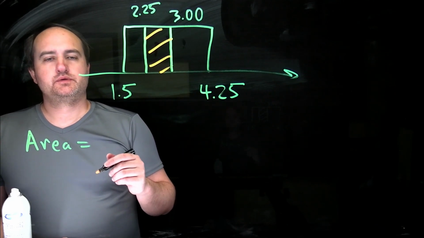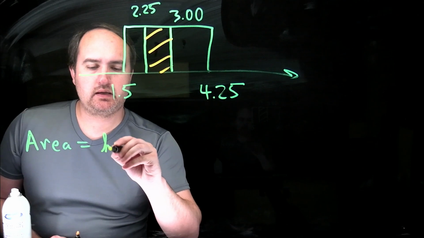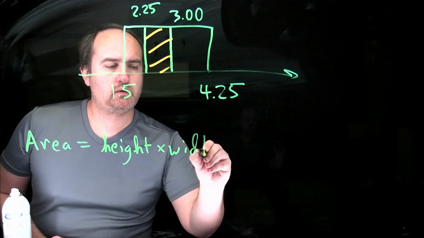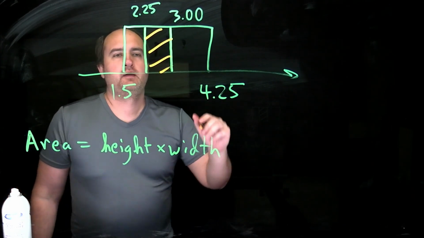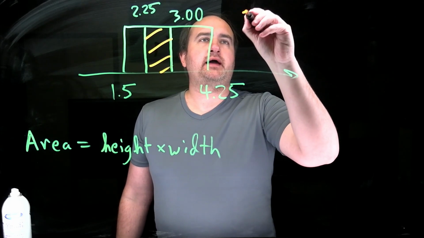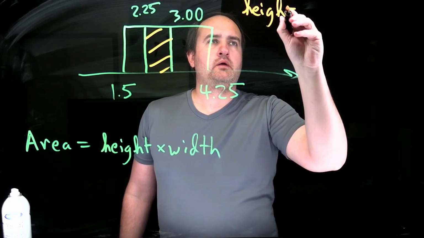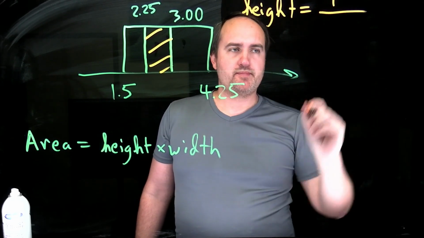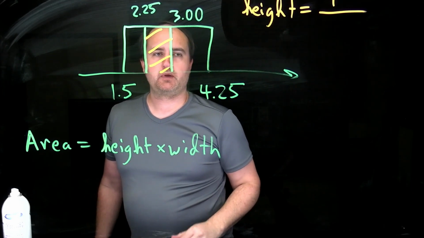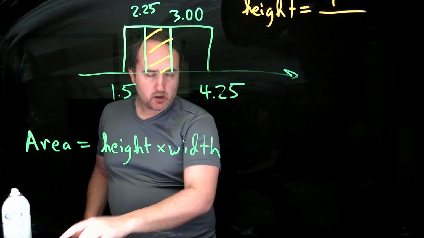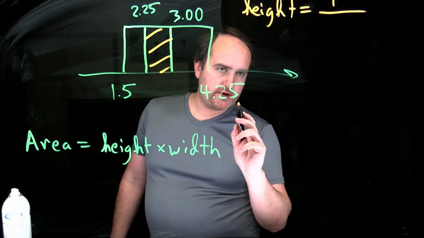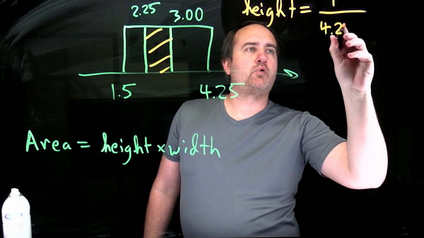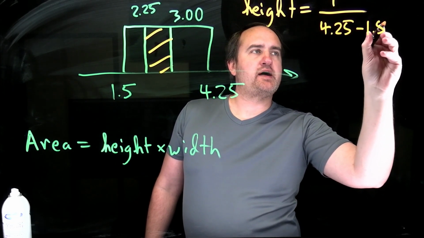Okay, so area equals height times width. So over here, height equals 1 over the range. So that's going to be 1 over the maximum minus the minimum. Okay, so that is going to be 1 over 4.25 minus 1.5. So 1 over 4.25 minus 1.5.